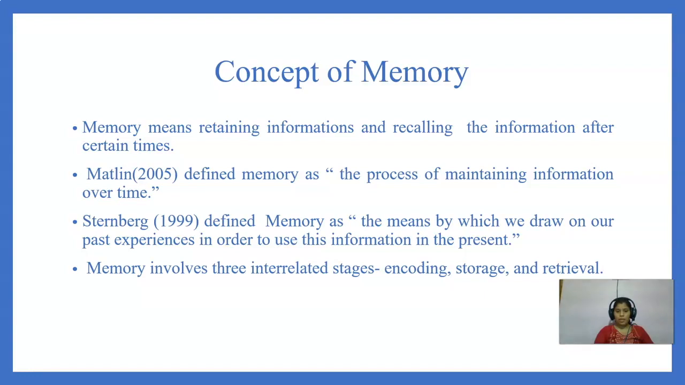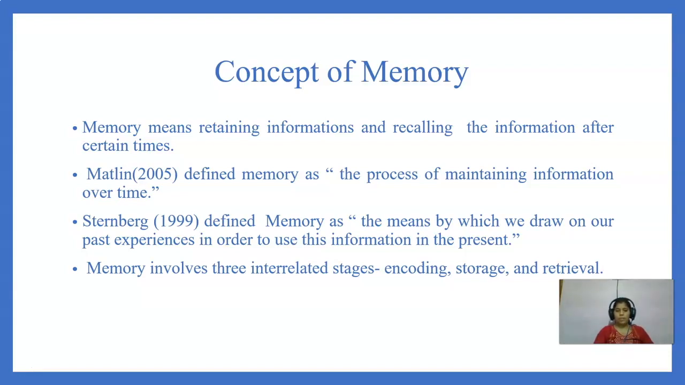Another definition of memory was given by Sternberg in 1999. According to this definition, memory means the way we use our past experience to do something in the present. Let me give you another example. Suppose I know how to order food online. I did that before, and I'm using that past experience, the previous experience, to do a similar kind of task in the present. So this is memory. I have stored the information and I'm using that information to do a similar kind of work.